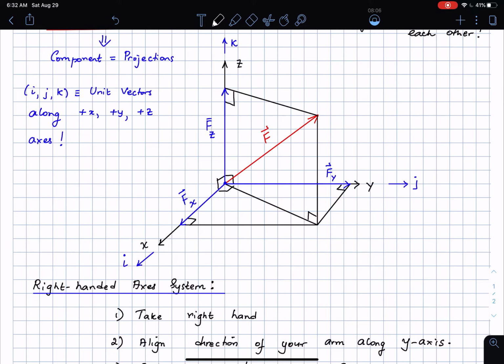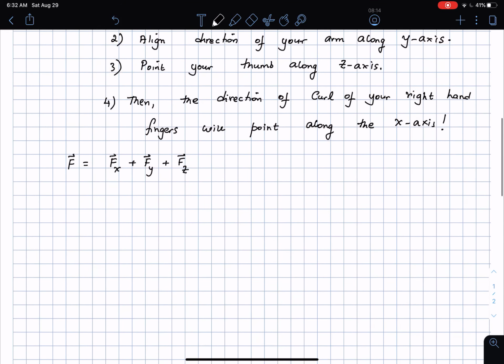But then we know that the Fx vector is along the i direction, Fy is along the j, and Fz is along the k, which means that I can take each of them and write them in terms of their unit vectors i, j, and k. So that's typically what I'm going to be doing. This means that the force vector F can be written as Fx times i, Fy times j, Fz times k.